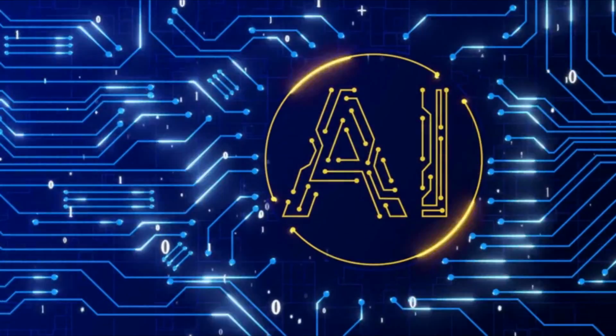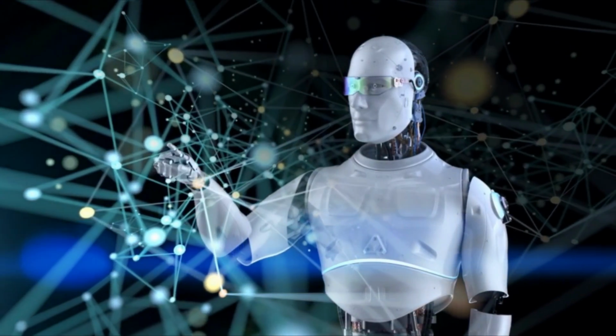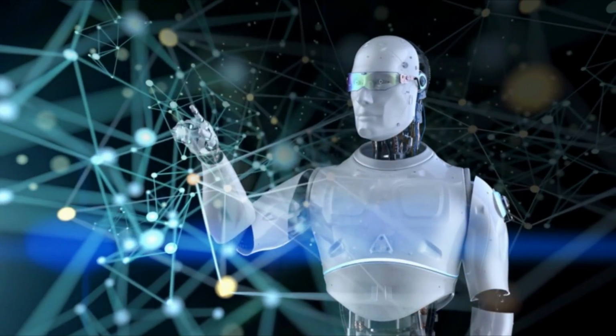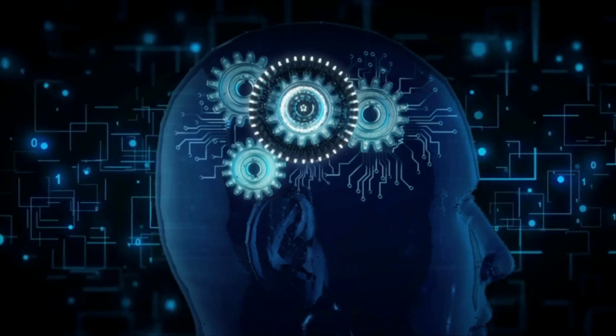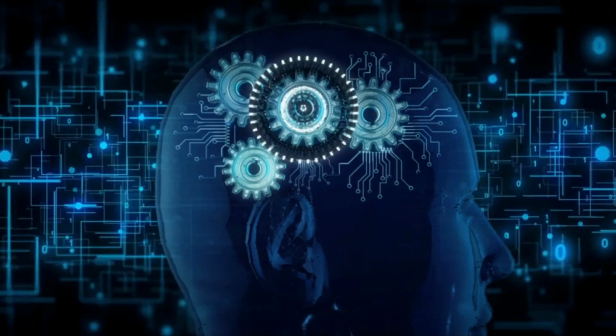AI is a field in computer science that's all about creating machines that can think, learn, and adapt just like us humans do. It's an ambitious goal that's constantly evolving, and it's changing our world in ways you might not have even imagined.